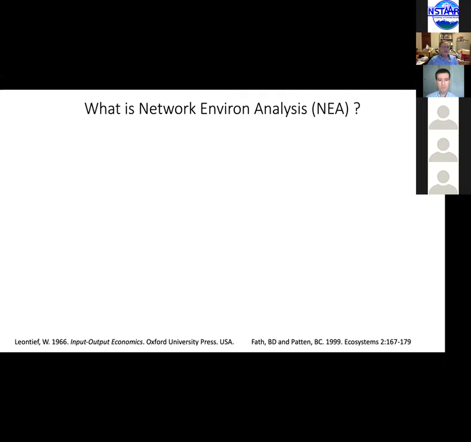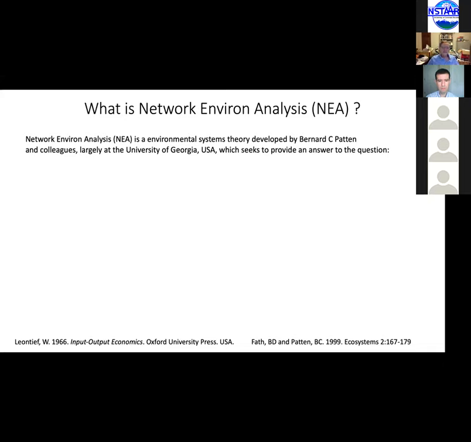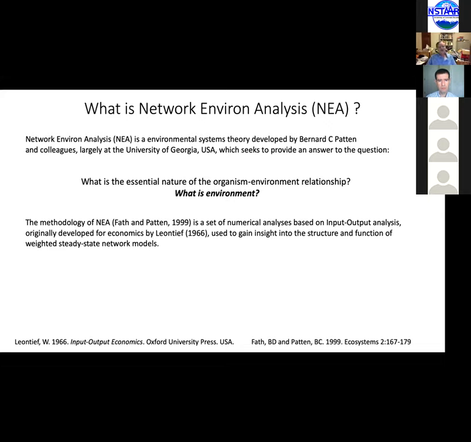So network environment analysis, what is it? Well, it's basically an environmental systems theory. It was developed by Bernard Patton and colleagues, largely at University of Georgia, that seeks to answer the question, what is the essential nature of the organism-environment relationship, i.e., what is environment? And the methodology that NEA uses is a set of numerical analyses that are based originally on input-output analysis, which is a matrix-based technique that was developed for economics by Leontief back in the 60s. And it's used to gain insight into the structure and function of weighted steady state network models.